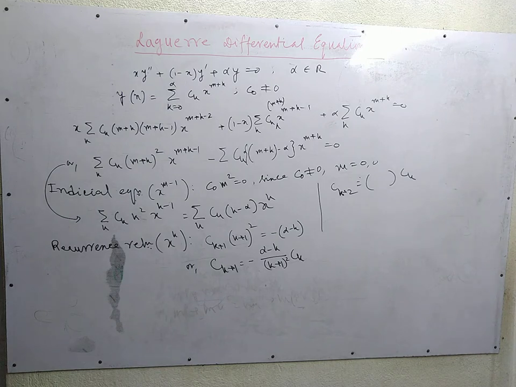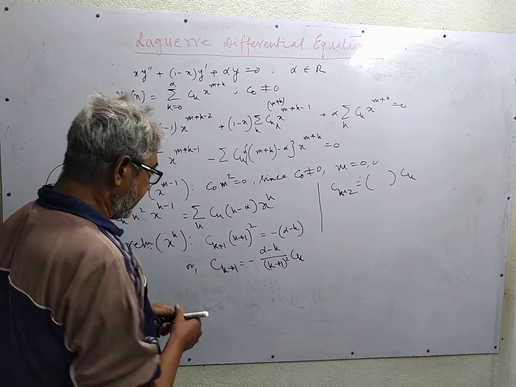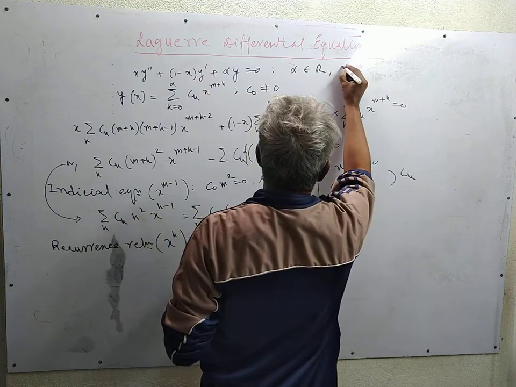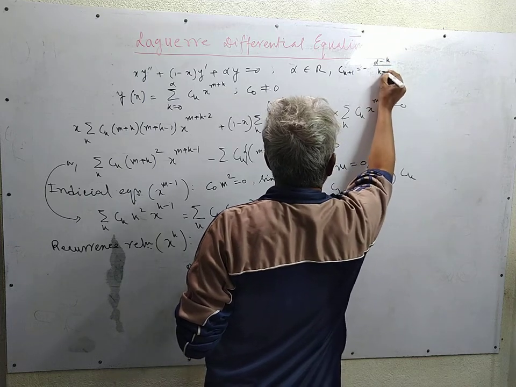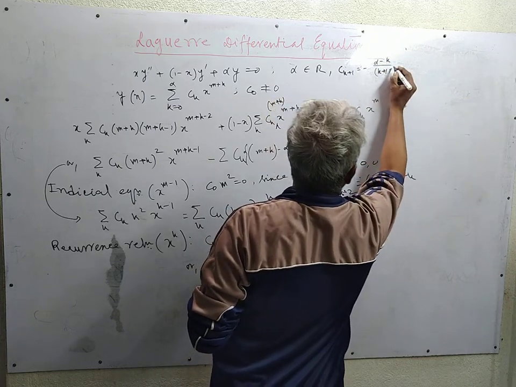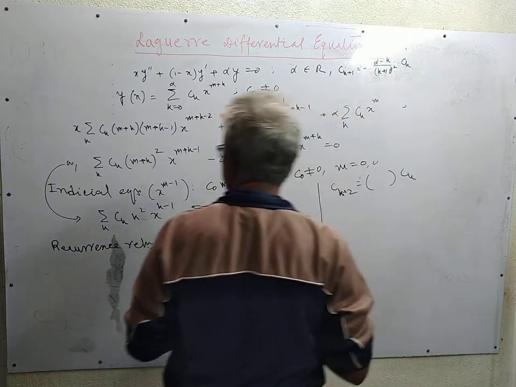Now, as we are familiar with the fact that whenever an infinite series arises in a physical problem, one must check for its convergence. Otherwise, a divergent solution may not address a physical situation. So our aim is to check for the convergence. So we write c_(k+1) equal to minus alpha minus k plus 1 whole square c_k as the recurrence relation.